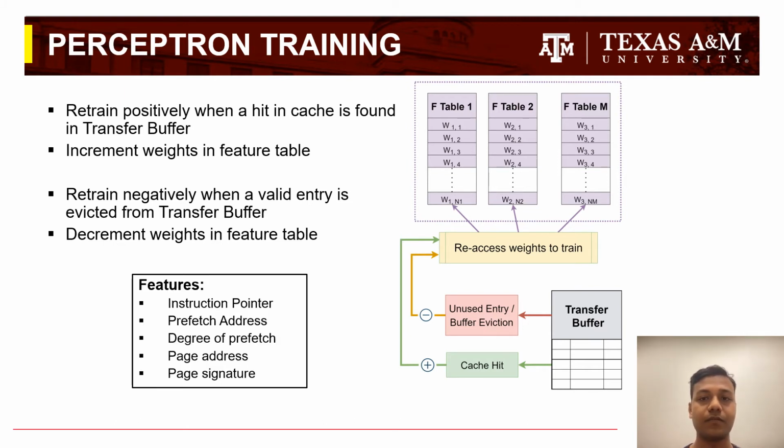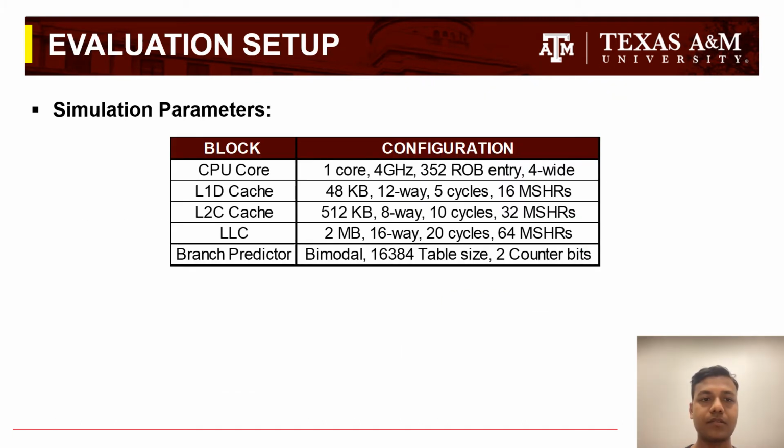Here we can see some of the features that we use to train our model. These include instruction pointer, prefetch address, degree of prefetch, and other page-related features. Here we can see some of the evaluation setups that we use to simulate our design.